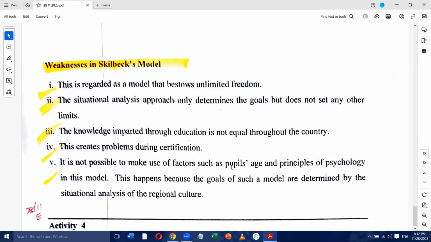So you cannot make use of factors such as age and principles of psychology. You cannot take them into account because, rather than the age and the psychological principles of education, the territorial or regional elements will influence more on this. So that is another problem in this.